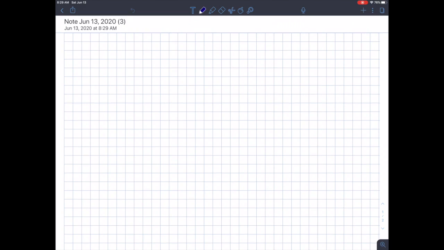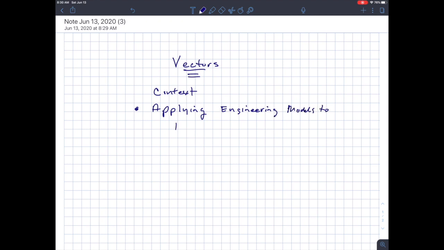We're doing a review of vectors, and I want to put this into some context. One of the things we want to do in Engineering 1301 is get you some practice and expertise in applying engineering models to the real world. The way we're going to do that is we're going to take a look at some little tiny baby problems, basically, in statics.